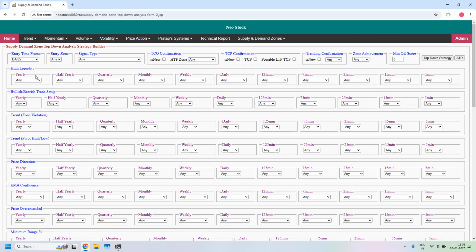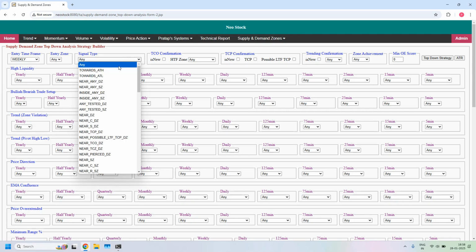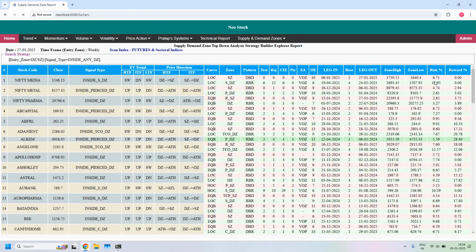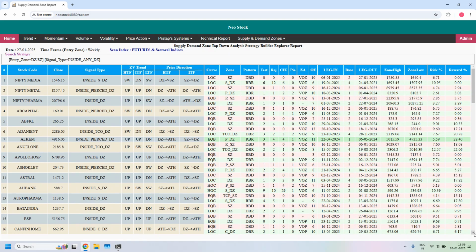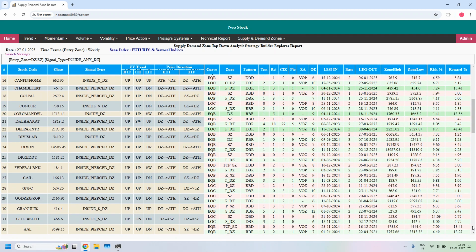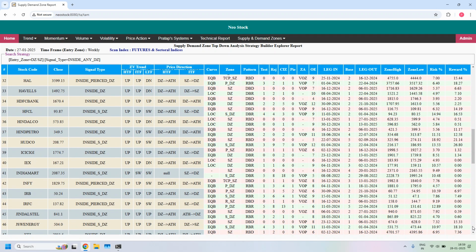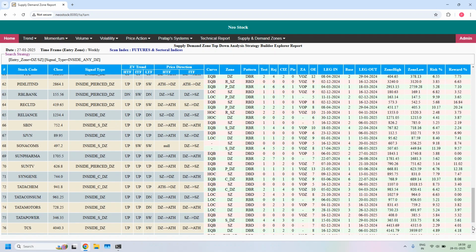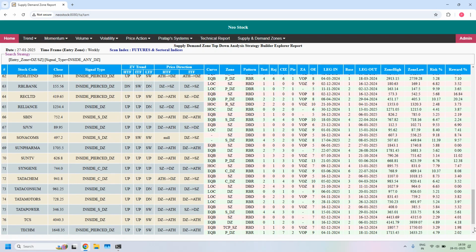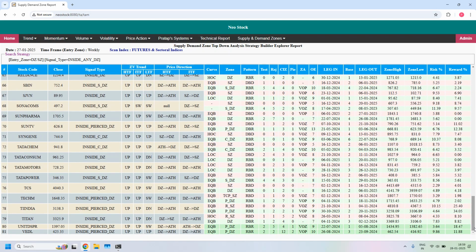Okay, next weekly time frame. Price closed inside the weekly demand zone. We got a big list. So 81 stocks are filtered. First 16 stocks in the list. For reference purposes, I am scrolling the list down. So out of these 81, how many are having weekly EMA confluence?